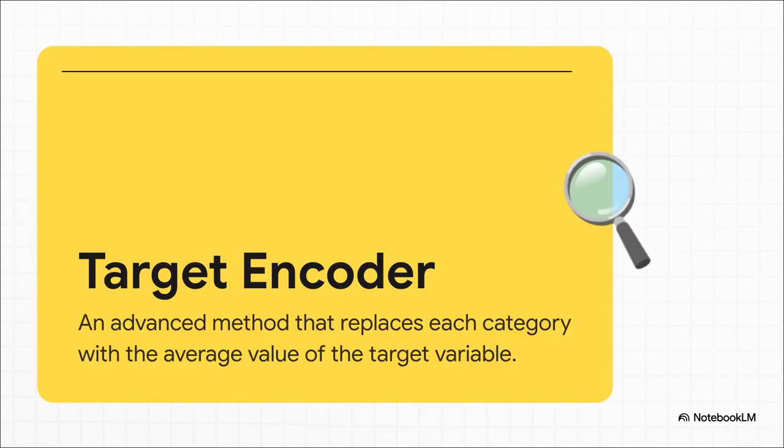And for our final tool, we have the target encoder. Now this one is really cool. It doesn't just assign some random number. Instead, it replaces a category with a meaningful number that it calculates from your data. For example, instead of just encoding New York, it might replace it with the average sales amount for all the customers from New York. It's actually encoding the category with info about the very thing you're trying to predict.